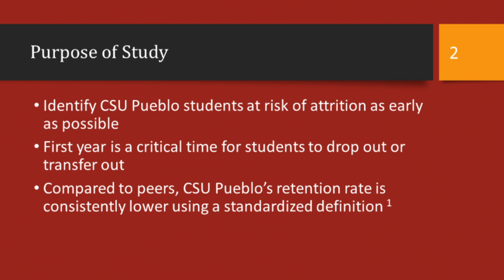CSU Pueblo has an opportunity for improvements. Compared to our peer institutions, our retention rate is consistently lower. We average between 63 and 68%, while the median rate of our peer institutions is 70%. By impacting retention, we can also have an impact on other longer-term student success measures, such as graduation rates.